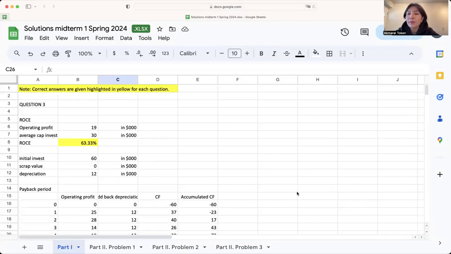Hello, everyone. Let's start our midterm solutions discussion. So we are only going to cover part 1 and part 2 problems, which include calculations.